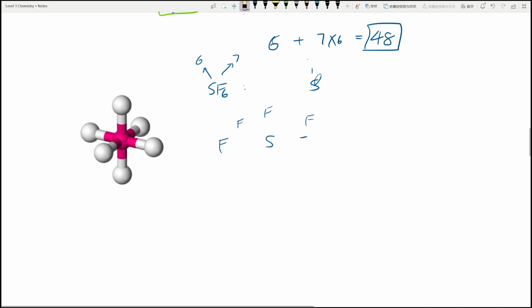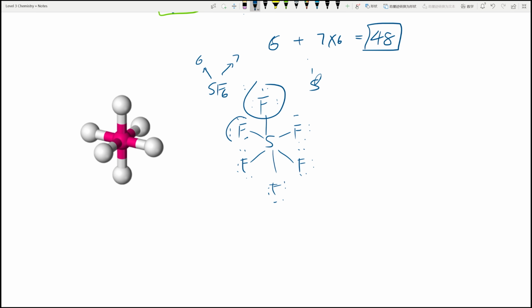SF6. That looks really ugly for some reason. I'll do one here. And then just single bond everything, and then complete that. And then you can double check. So that's 8, 8, 8, 8, 8, 8, 6, 8 is 48. So I have 48 electrons.